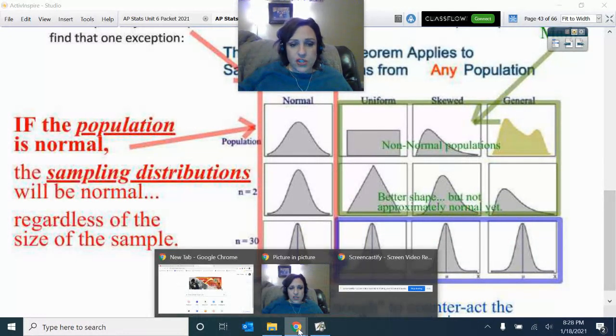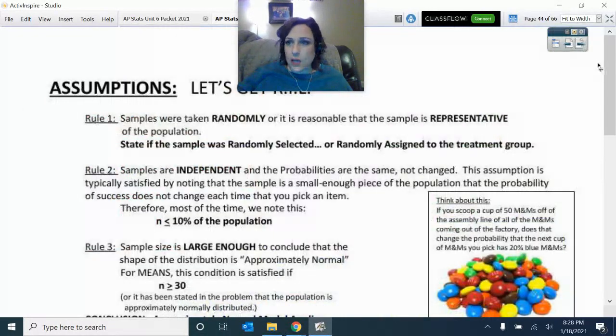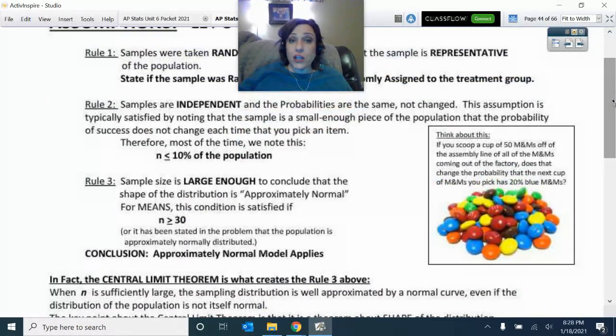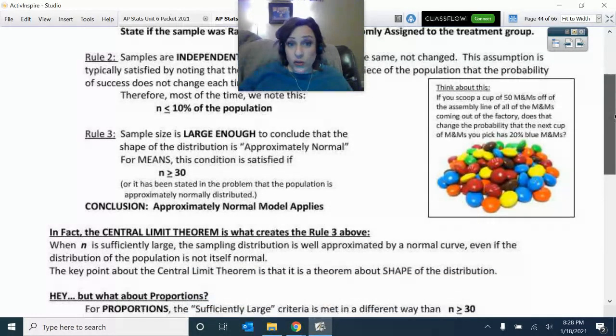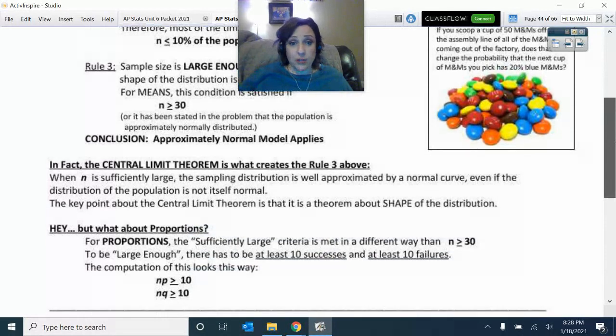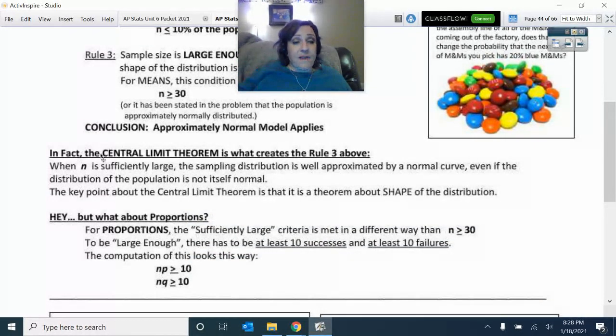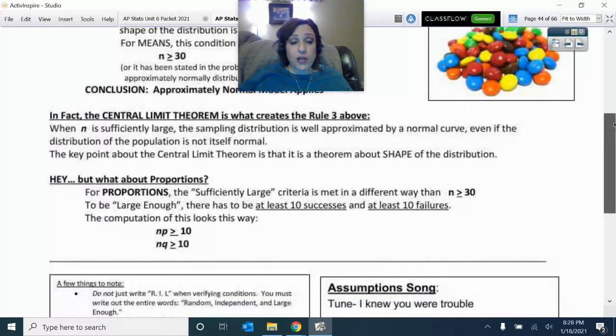All right. So back to this. Okay. So there we go. Then we conclude that the approximately normal model applies. I learned several years ago you don't say normal model applies. It's approximate because we never can guarantee that we have that perfect normal model, but it's approximately normal. So, in fact, the central limit theorem is what creates those three rules above. We've already talked about that. If n is large enough, then it does not matter the shape of the population. The sampling distribution is approximately normal.